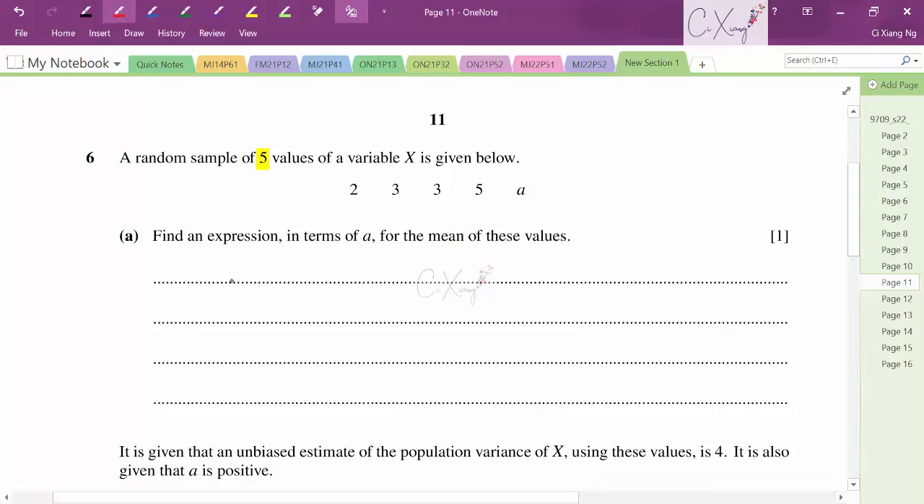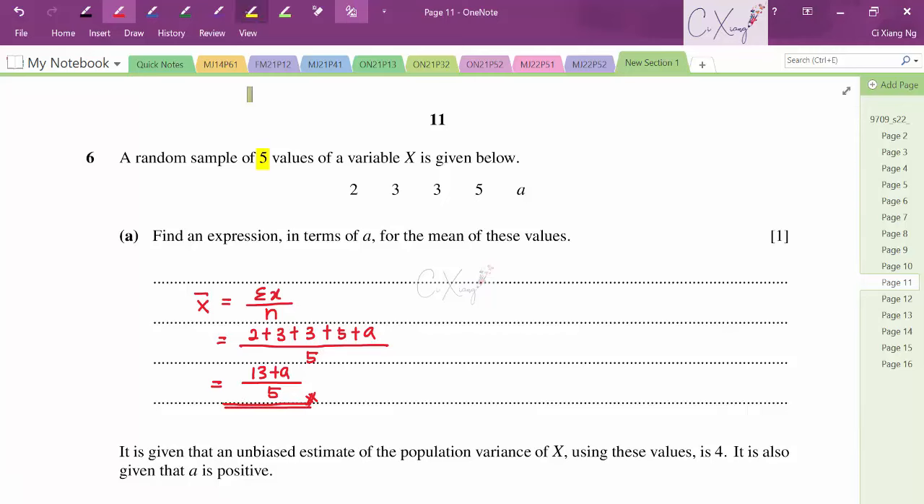All right, so to get the expression in terms of a for the mean, generally the sample mean is equal to the summation of x divided by n. The summation of x means you add all the data together, which is 2 plus 3 plus 3 plus 5 plus a, divided by how many numbers there are. There are a total of 5 numbers here. Eventually, if I simplify, I have 13 plus a divided by 5. So this is the expression in terms of a that we can get to find the sample mean.